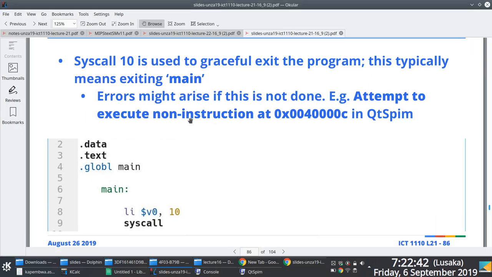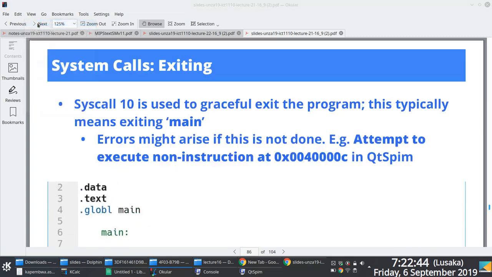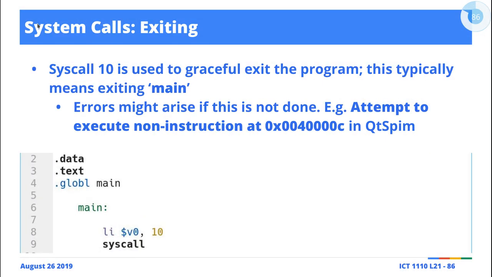Is this fine? I mean, the thing here is just the rules, right? Rules are nice. The rules say for you to actually gracefully exit the program, you must first of all load the system call code that is associated with exiting the program, which is 10, into the register V0. And then you issue the instruction syscall for system call. Not system call, syscall. People always make these mistakes.